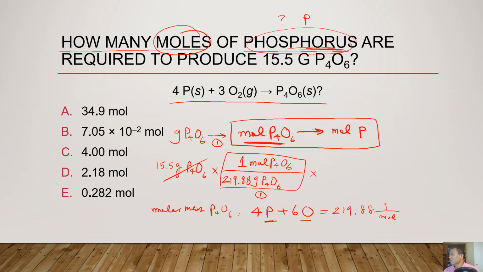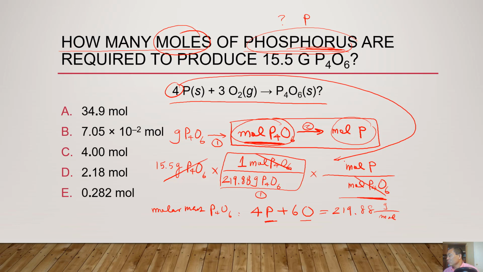Okay, the second step, you convert the mole to a mole of a different thing. So that's the mole relationship. We need to cancel out this mole, so that mole of P4O6 is canceled out. Okay, that's why in this relationship, mole of P4O6 is the denominator. You need to convert it to mole of phosphorus. So phosphorus, you have 4 of them. Remember, mole relationship comes from the balance of the chemical reaction.